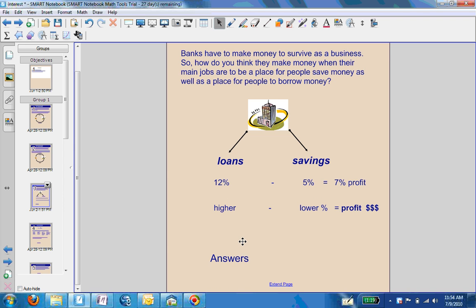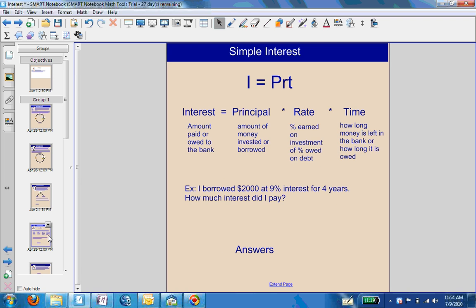So I gave you the example of 12% is what they charged in the loan we took and 5% is what they gave us in the savings. So they're making a 7% profit. And that's how banks work.